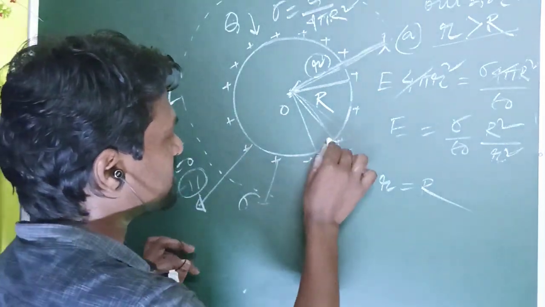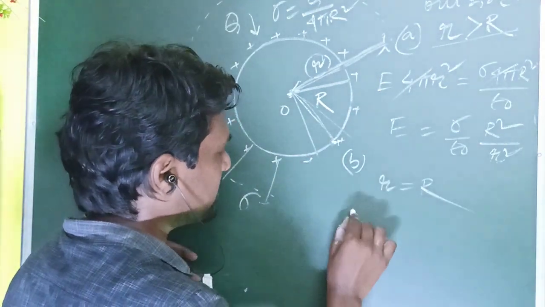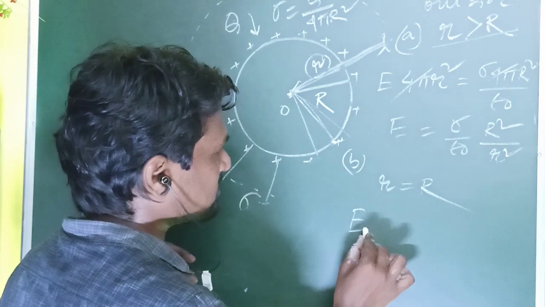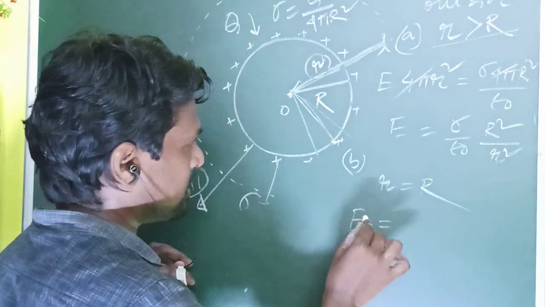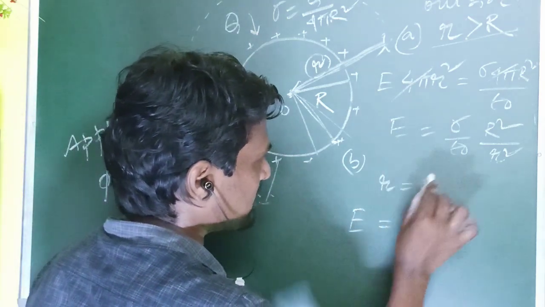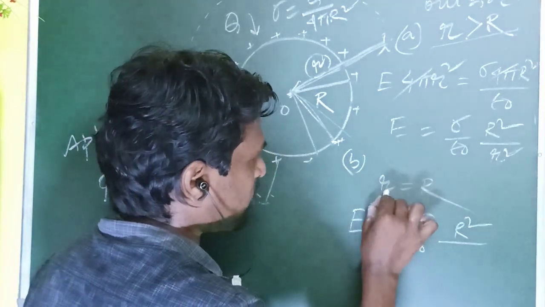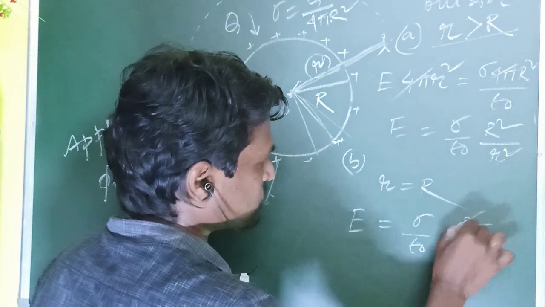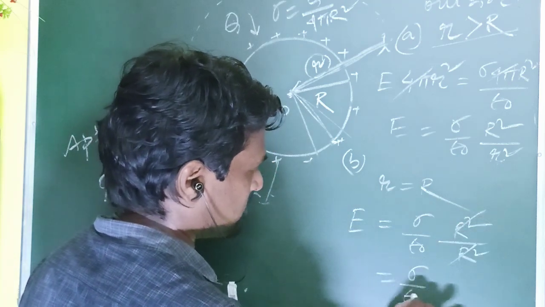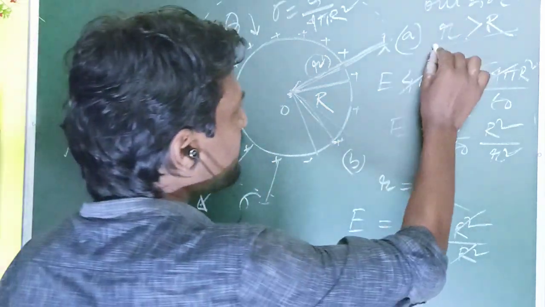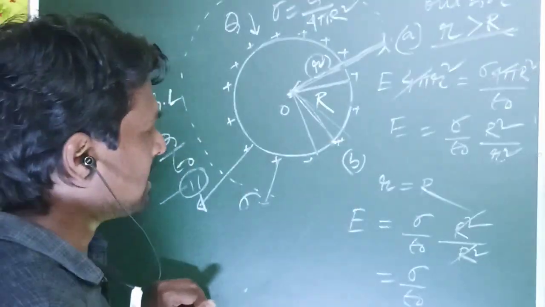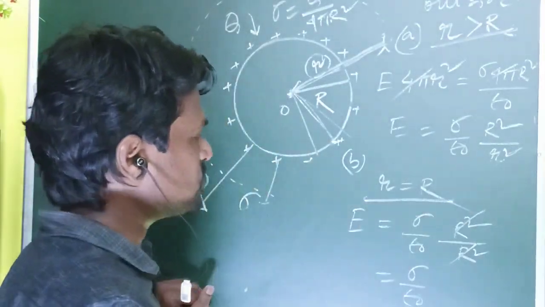So the second part is: what is the electric field on the surface, where r equals R? Then you can write E on the sphere is equal to sigma by epsilon naught, and in place of small r you can write capital R squared. So this is sigma by epsilon naught. This is the point r is greater than R, and this is the point r is equal to R.